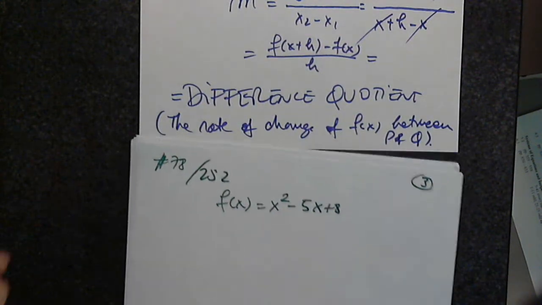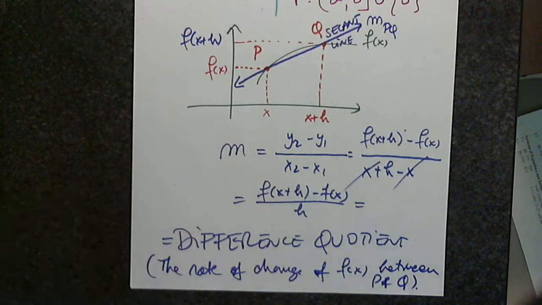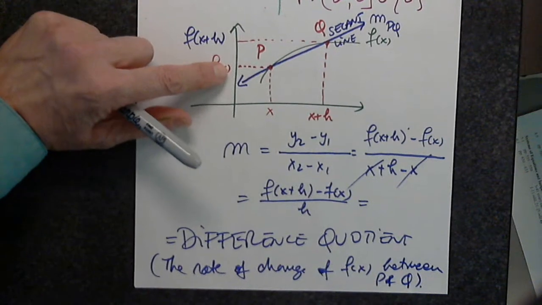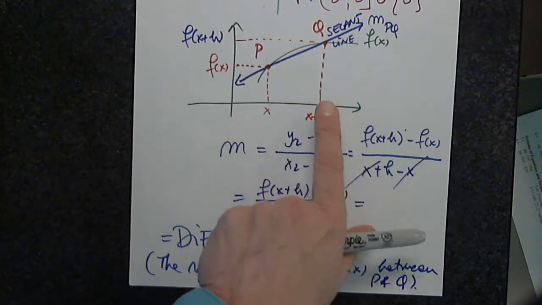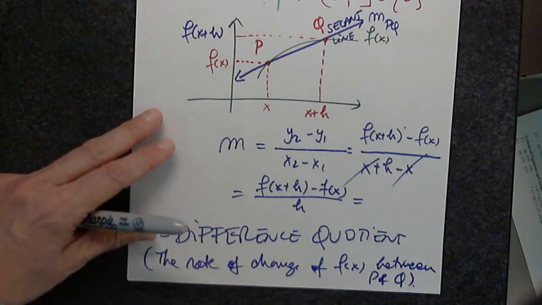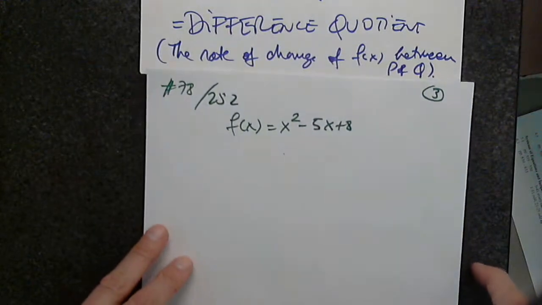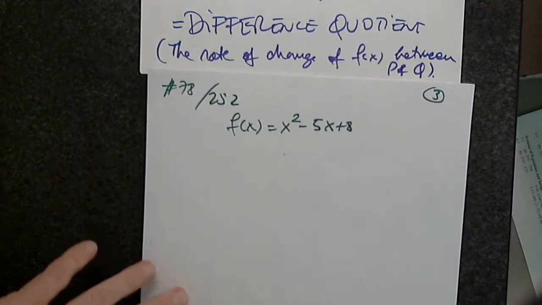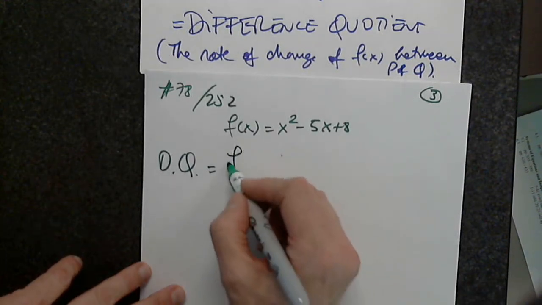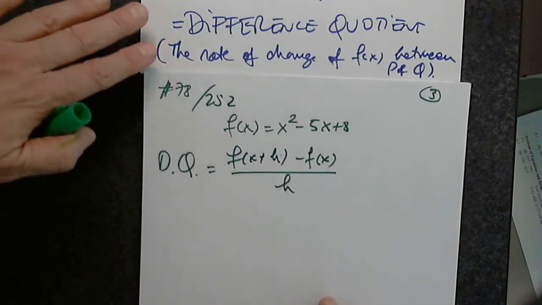Let's go back for a moment. Do you have any questions on this? So the rise is y2 minus y1, and the run is x2 minus x1. Okay, everyone with me? Yes? Okay, so here's our function. We're asked to find the difference quotient, DQ, which will be given to us as a formula: f of x plus h minus f of x divided by h.